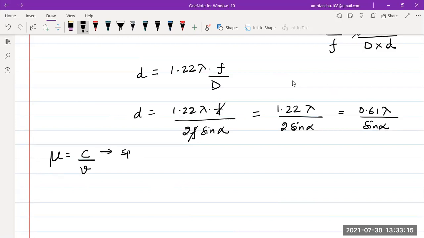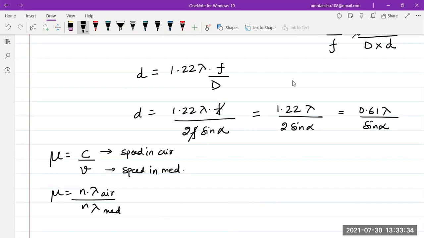So this is speed in air, this is speed in medium, speed of light in air, speed of light in medium. So mu we can write as n into lambda in air, n into lambda in medium. So lambda of the medium happens to be lambda of air upon mu. So this is how I can reduce the wavelength of the light if I immerse this whole setup in a medium of refractive index mu.